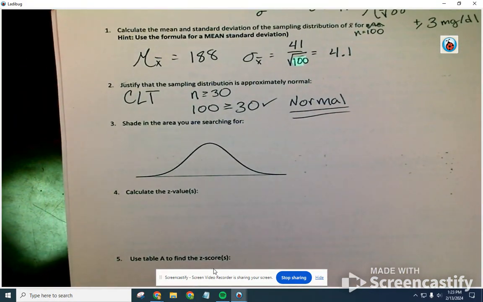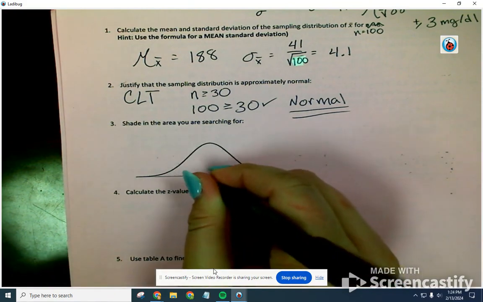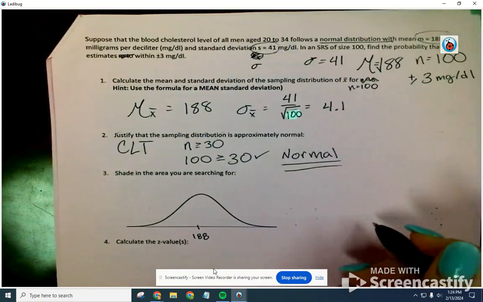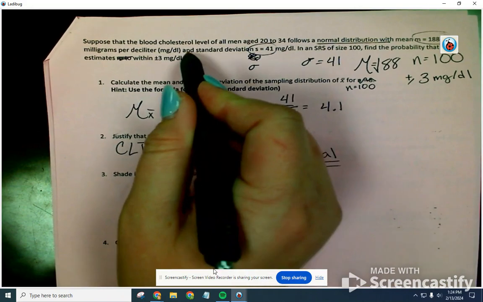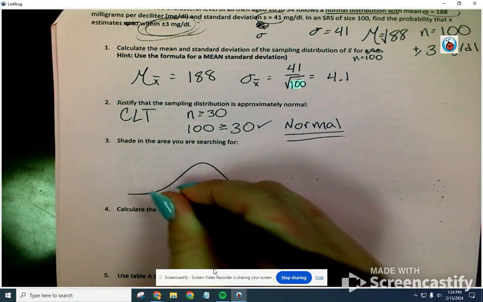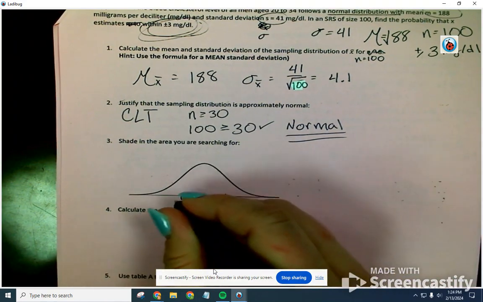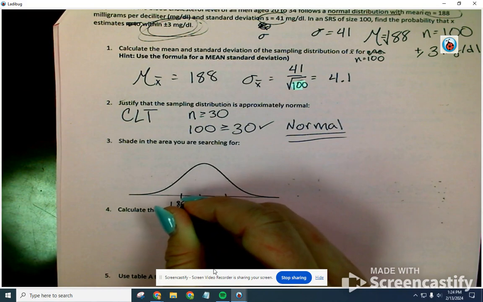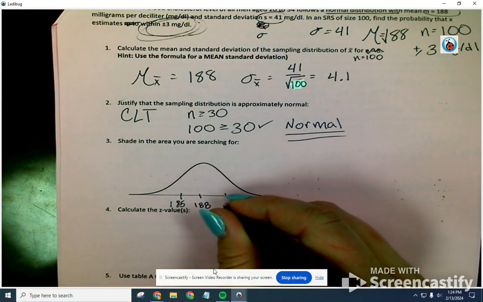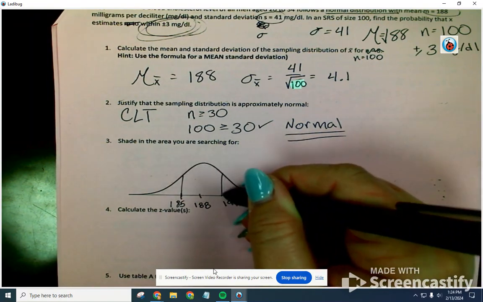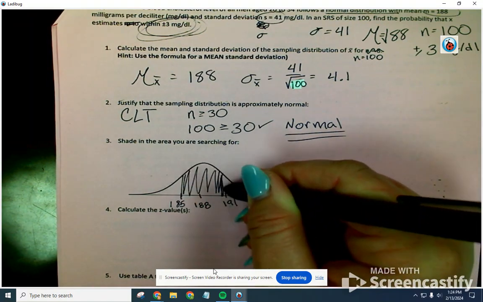So number 3, shade in the area that you are looking for. I'm going to start by always putting the mean in the middle. And then I'm going to go back to the problem, and it said, what is the probability that it is going to be within plus or minus 3? So I'm going to go 3 to the left and 3 to the right. So this is going to be 188 minus 3 is 185. 188 plus 3 is 191. And we're looking for that area in the middle.